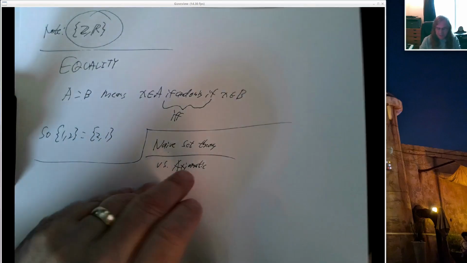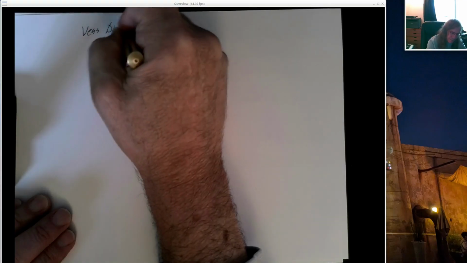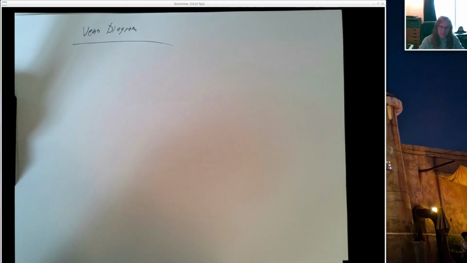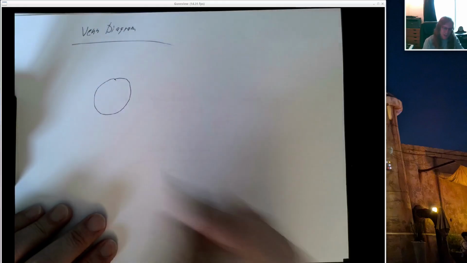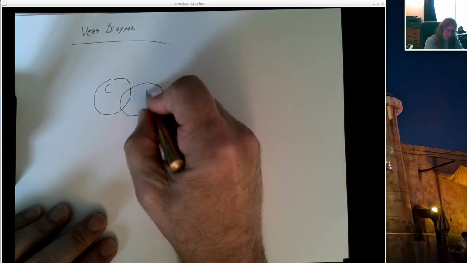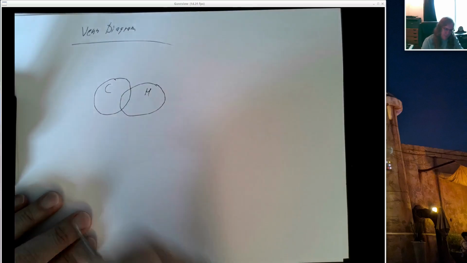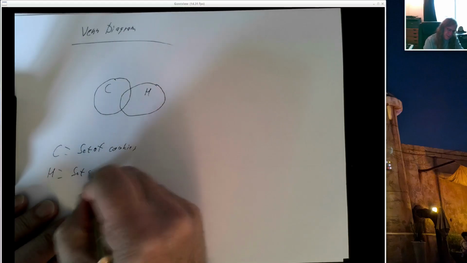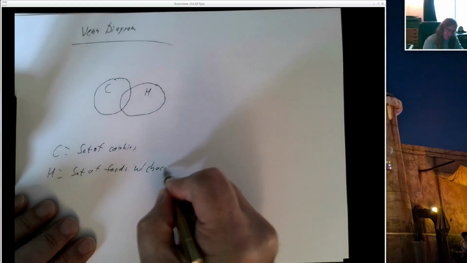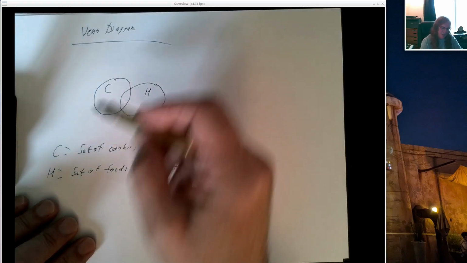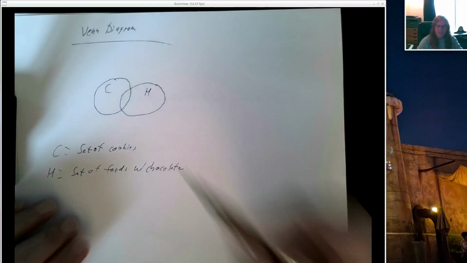All right, so let me mention here something that you're probably familiar with, which is a Venn diagram. A Venn diagram is a way to picture the relationships among a collection of sets. So for example, I might have a circle here which represents some set. I'll call it C. And I might have another set here which I'll call H. And maybe C equals the set of cookies, and H equals the set of foods with chocolate. So over here we'd have chocolate souffle and candy bars and chocolate cupcakes, and over here we'd have sugar cookies and snickerdoodles and chocolate chip cookies and so on.